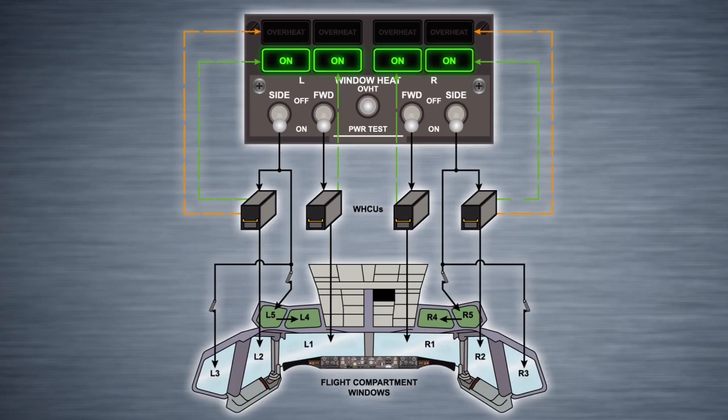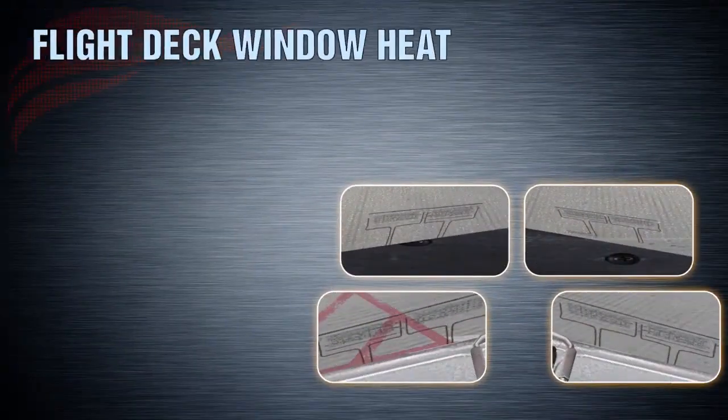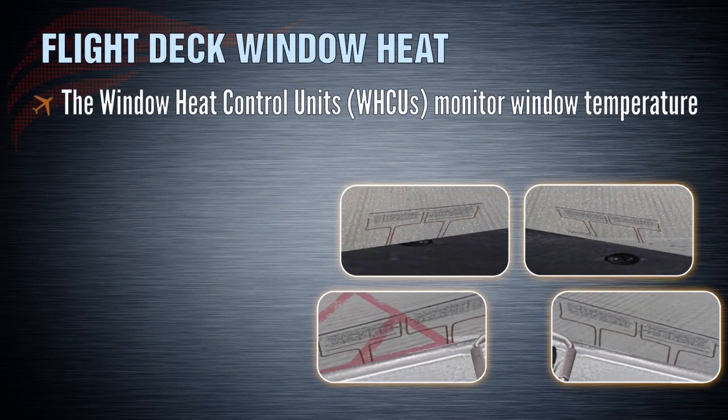There are 4 green on lights. Each light corresponds to its respective window heat control unit and illuminates when there is current flow to the corresponding window. If the light is extinguished, the respective window heat control unit is not applying power to the window. The window heat control units monitor the temperature of the windows and heat them to a temperature for maximum strength in the event of a bird strike.